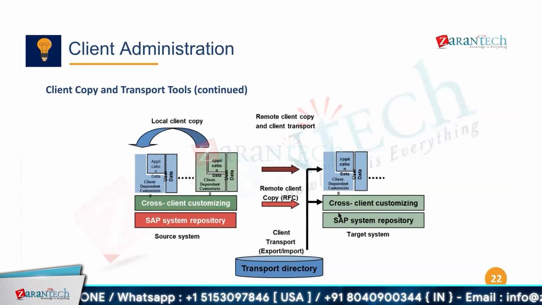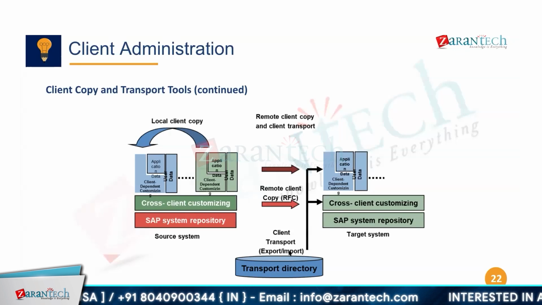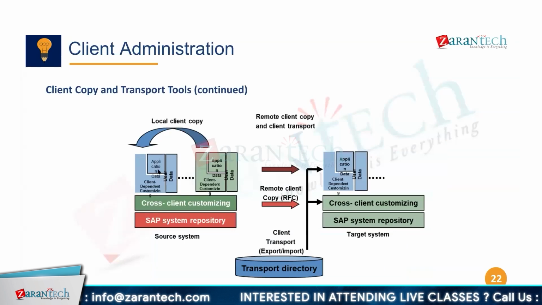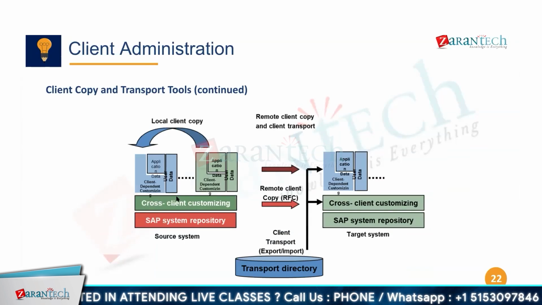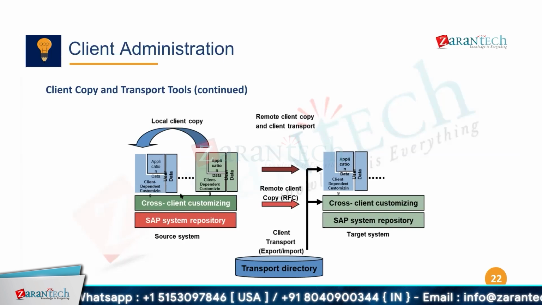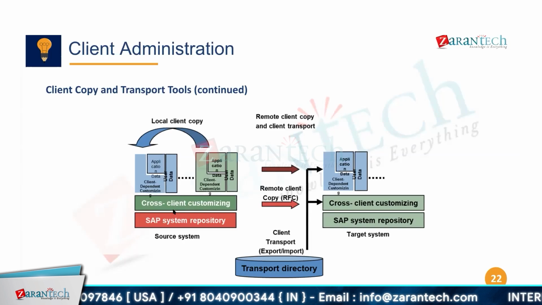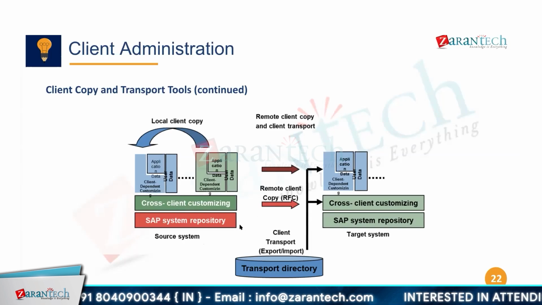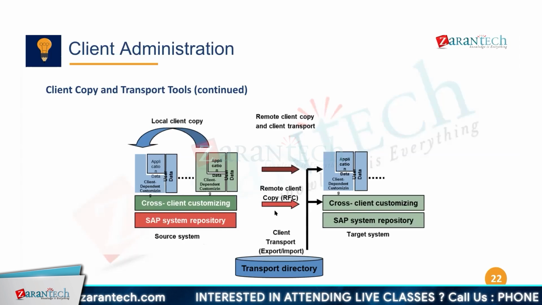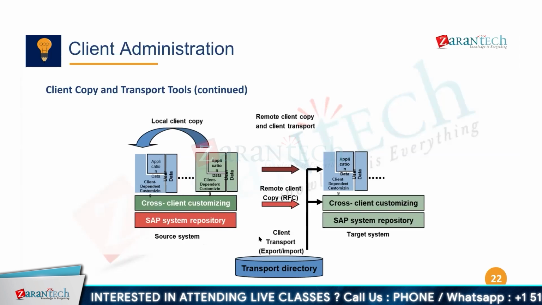So for that, there is another way to copy from one system to another system, which is transports. What you do is export the client in the source system, using transaction code SCC3. We will see it; I will execute it. First we do a local client copy and then we export it. You take the data file and co-file to the target system. Yes, there will be some 10 GB or 20 GB, but that is okay. From the server side, it is very quick.